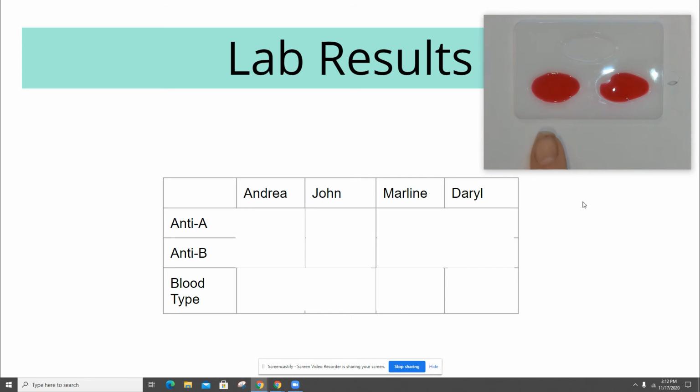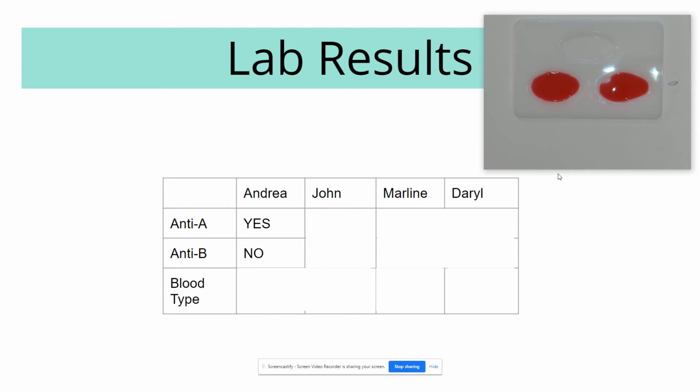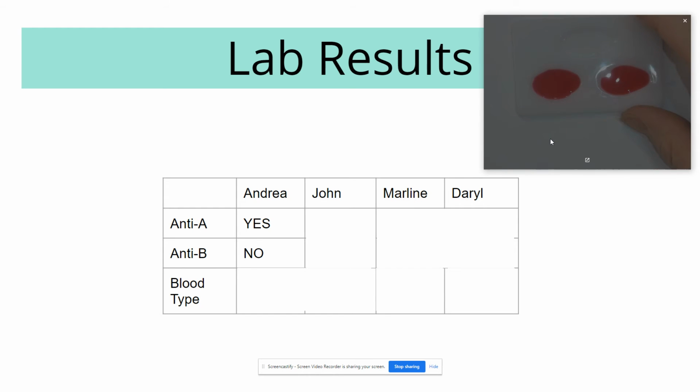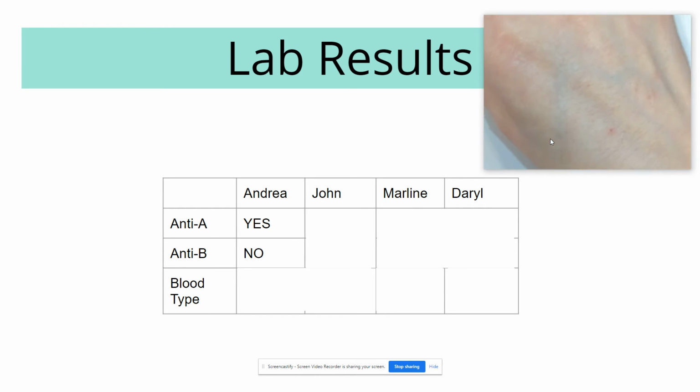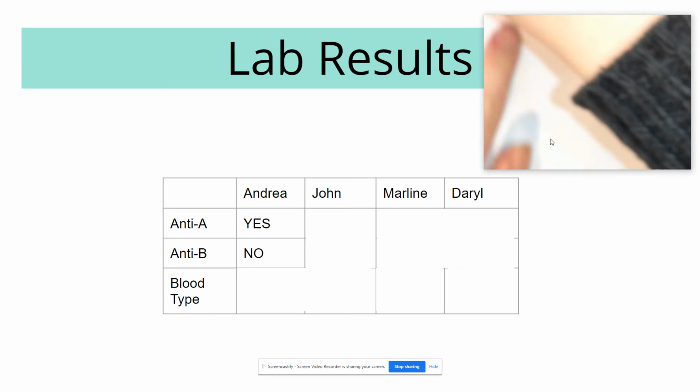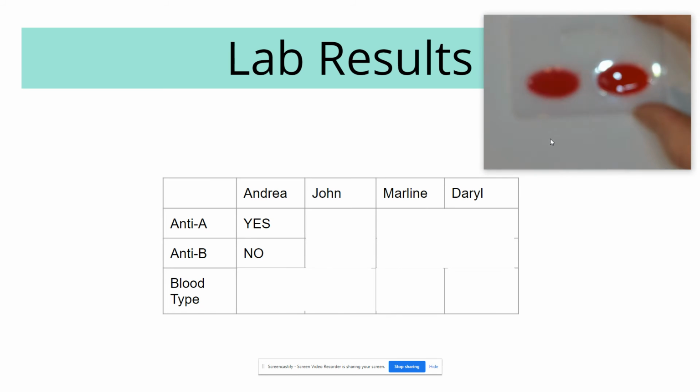So I put a drop of her blood to the left and to the right. I put A in the left and B to the right. And you can see she has no response to either antigen. And so she has... Oh, this is not Andrea. Here's Andrea. I pulled the wrong one. I'm sorry. Here is Andrea, because she's actually a yes and then a no.